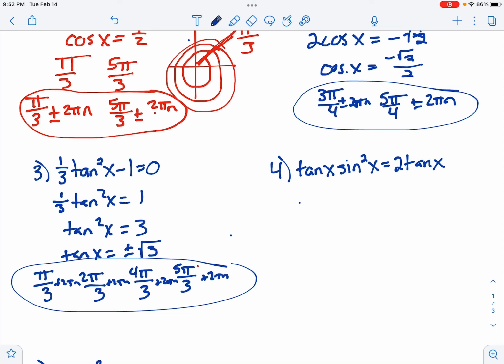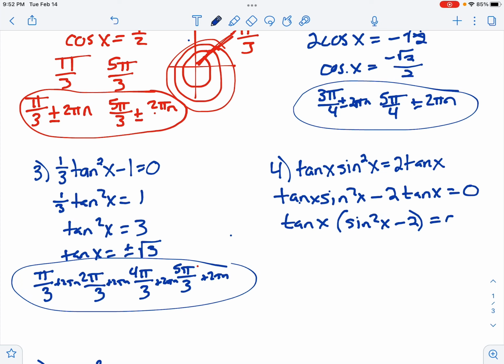Let's look at number 4. Now, number 4 is a little bit different. We're going to get everything on one side, and now we're going to have to start thinking about factoring as we look into these. So I'm going to subtract that 2 tan squared over to the other side. And for this one, factoring, always look for that GCF. These have a GCF of tan x. So I'm going to pull out a tan x, which means I'm left with sine squared x minus 2.